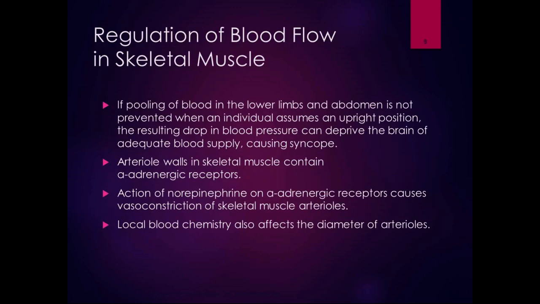The sympathetic nervous system also regulates blood flow in skeletal muscle. So if you didn't have the sympathetic nervous system working for you, your blood could pool in your lower limbs and abdomen when you're not active. So the sympathetic nervous system prevents that. If your blood did pool in your lower limbs and abdomen, when you stood up, your blood pressure would drop, and that could cause you to faint or cause syncope because it deprives the brain of an adequate blood supply. So when that happens in a clinical setting, we call it orthostatic hypotension.